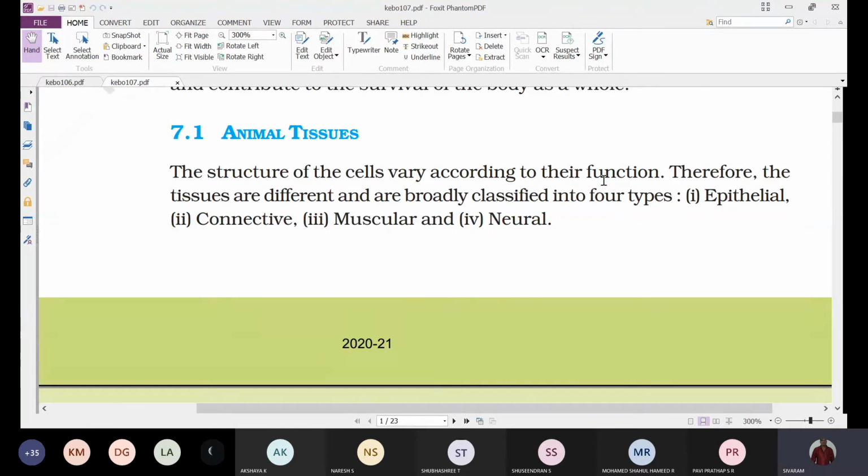For example, if we take RBC, what is the shape of RBC?